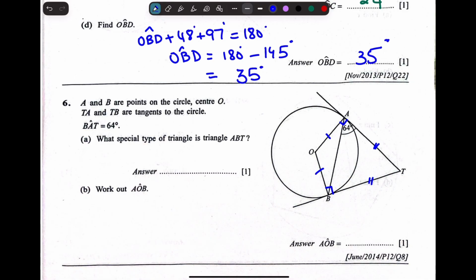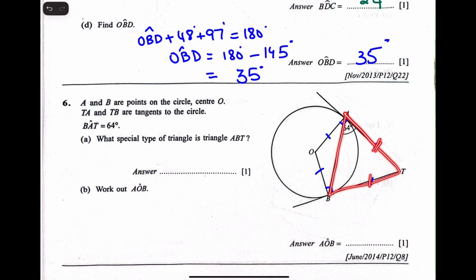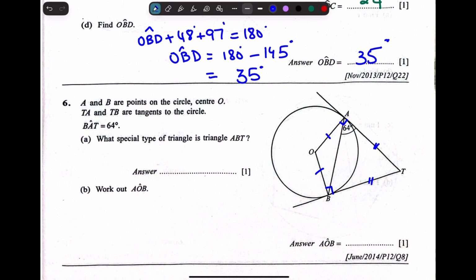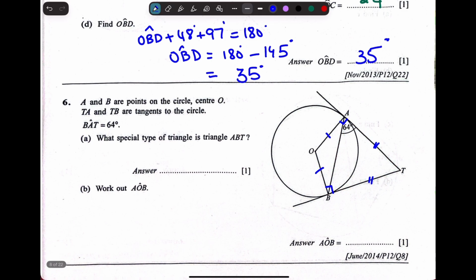Okay. So what special type of triangle is ABT? I hope all of us know that ABT is an isosceles triangle, right? Because AT and BT are equal. So it is an isosceles triangle.